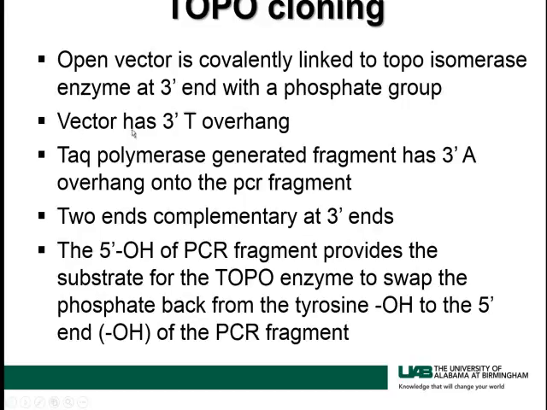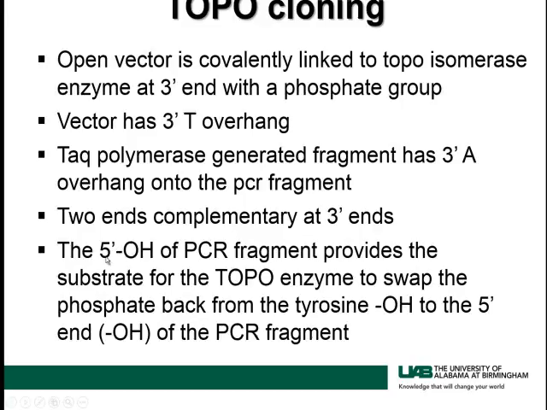The vector has a 3' T overhang, because you remember Taq polymerase generates a fragment that has a 3' A overhang on the PCR fragment, and the two ends are complementary at the 3' end. So they fit together, the overhang T, the overhang A, they exist in hydrogen bond.